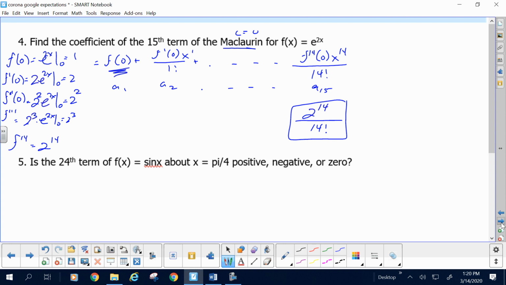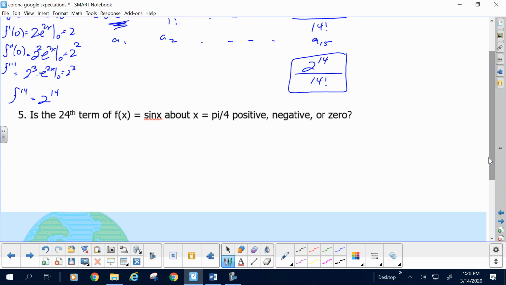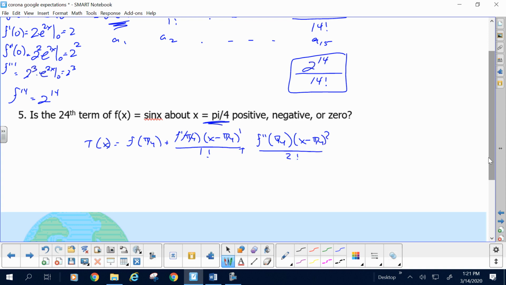All right, what about the 24th term of sine about x equals pi over 4? Is it positive, negative, or 0? If it's about pi over 4, then it's a Taylor. So the Taylor would look something like f of pi over 4 plus f prime at pi over 4 times x minus pi over 4 to the first over 1 factorial, plus f double prime at pi over 4 times x minus pi over 4 squared over 2 factorial.